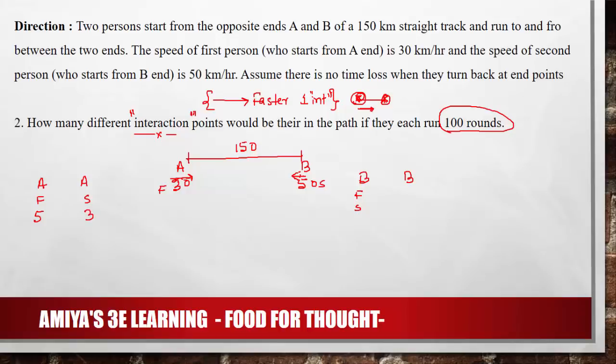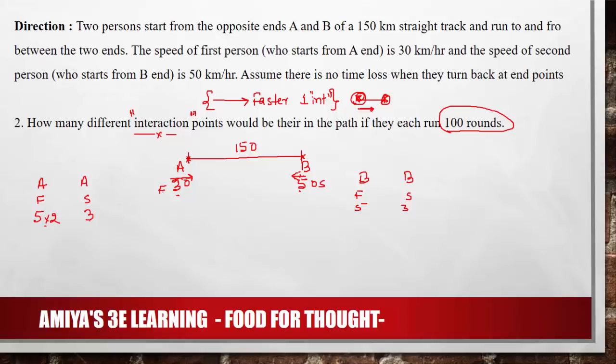It's not the fastest, it's the first one. The second one is 3 hours. Since both are odd numbers, it means they never interact at the extreme end. How? Now check. The first person reaches A after how much time? They would take 5 hours from A to B and 5 hours from B to A. So that is nothing but 5 into 2.